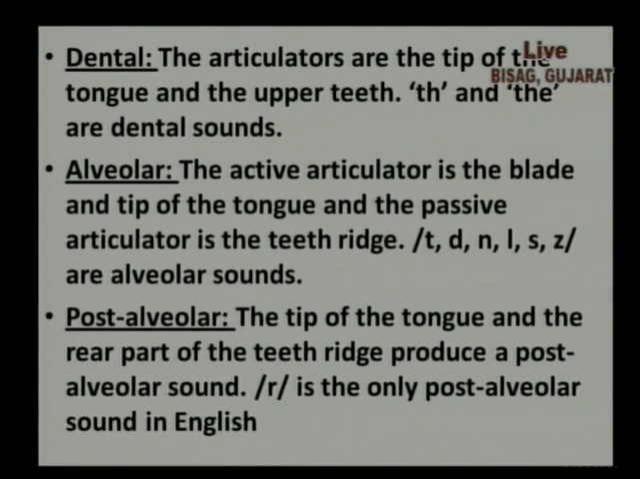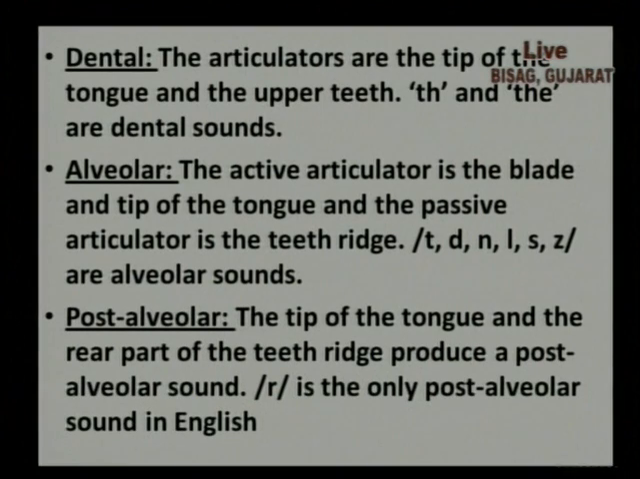Further, we have alveolar sounds. Now, what are alveolar sounds? The active articulator is the blade and the tip of the tongue, and the passive articulator is the teeth ridge. So Pranay has already talked about the active and the passive articulators. In alveolar sounds, the active articulator is the blade and the tip of the tongue, whereas the passive articulator is the teeth ridge. The examples of the alveolar sounds are t, d.